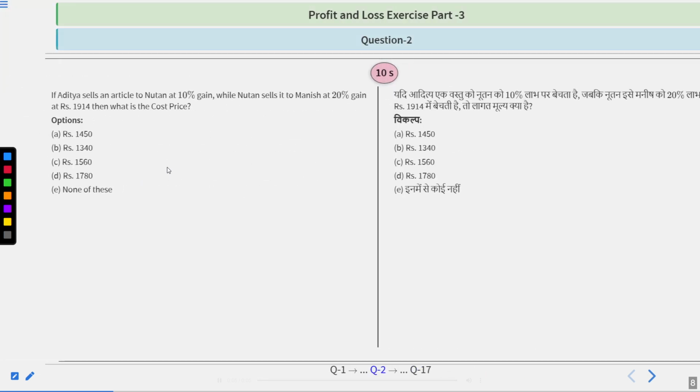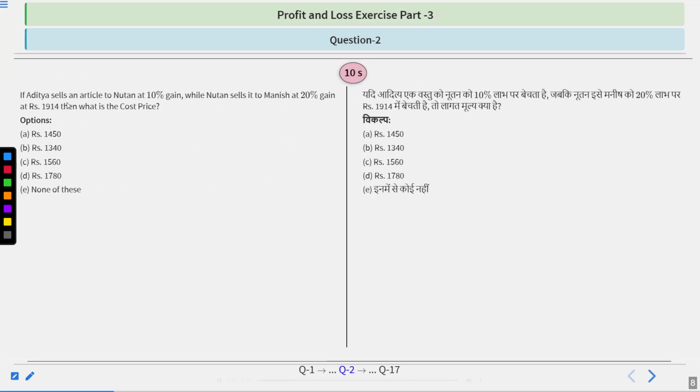Next one. If Aditya sells an article to Nutan at 10% gain, while Nutan sells it to Manish at 20% gain, at rupees 1914. Then what is the cost price? You have 5 options and 10 seconds to analyze the question. Your time starts now.